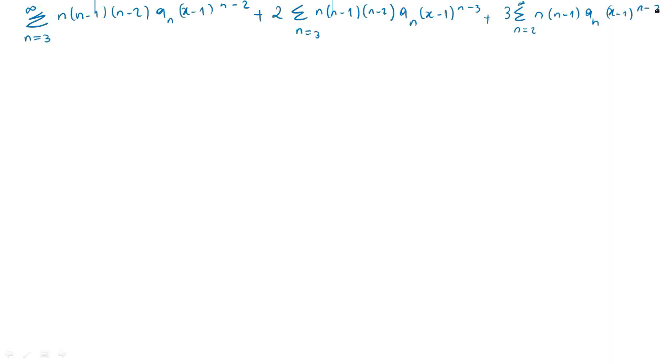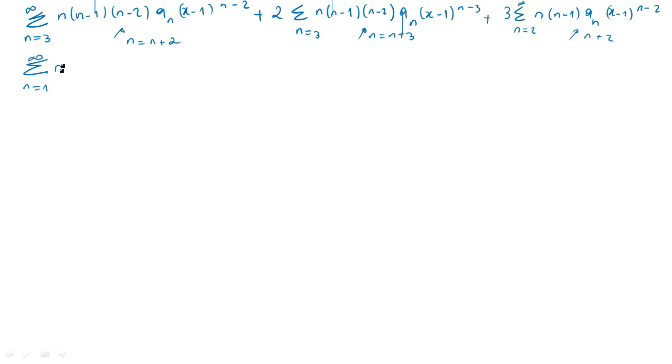Okay, so here we have to replace n by n plus 2. Here we have n plus 3. Here we have n plus 2. So if we do that, this is going to give me the sum. Now n plus 2 equals 3, so n is now equal to 1. So we'll be running from 1 to infinity.